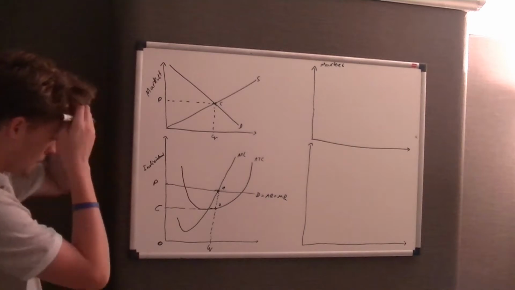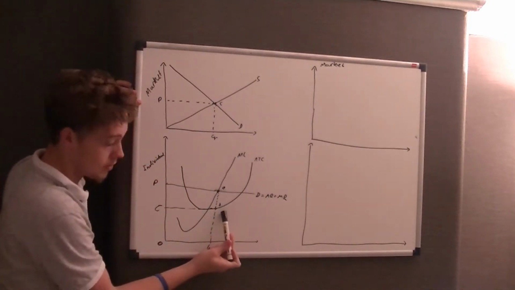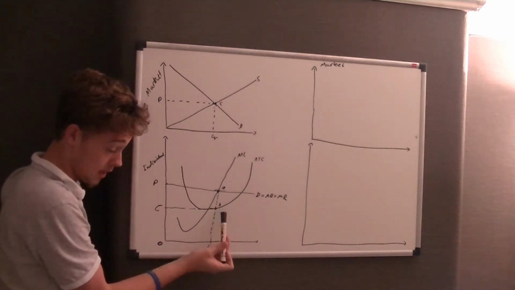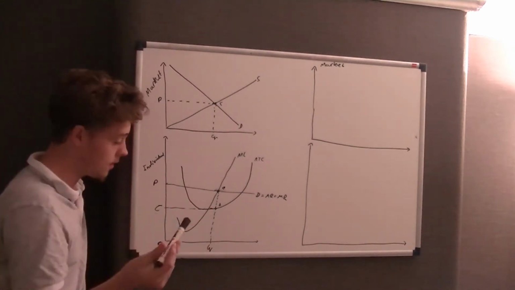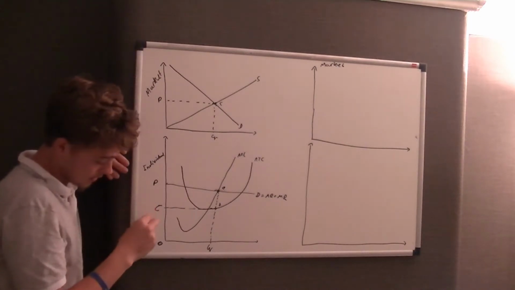Okay. Right, so this is getting a little bit confusing now. Where this line hits the average total cost curve at B, that's the cost of producing the next unit. So that's the C there.